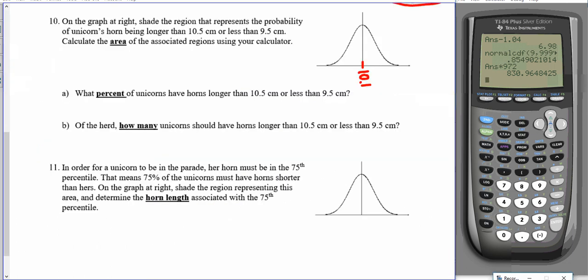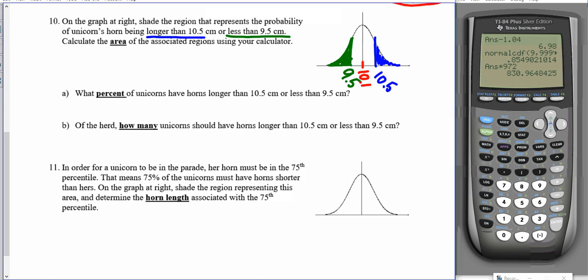On this one, they ask us to shade the region that represents the probability of a unicorn's horn being longer than 10.5. So longer than 10.5 means up here on the right side of 10.5, or less than 9.5. 9.5 would be somewhere over here, and that would be this green area. So what's the probability that I'm either one of those?